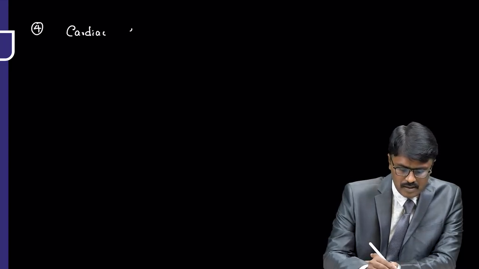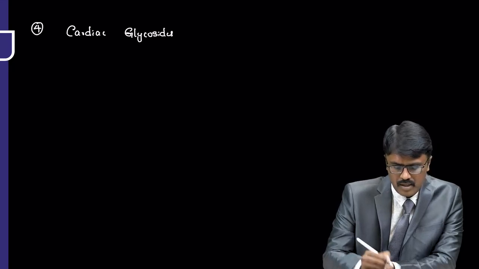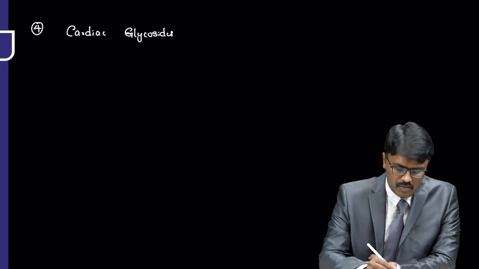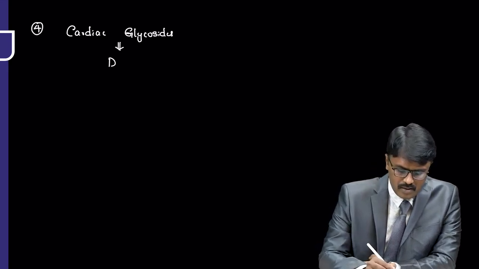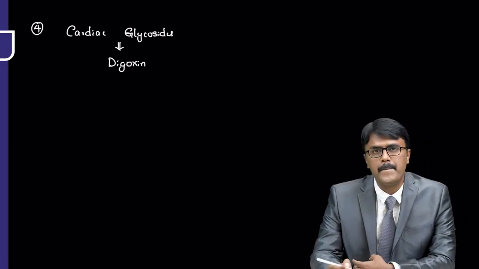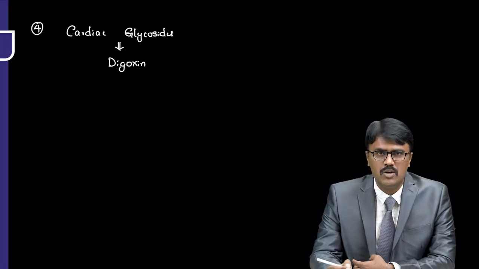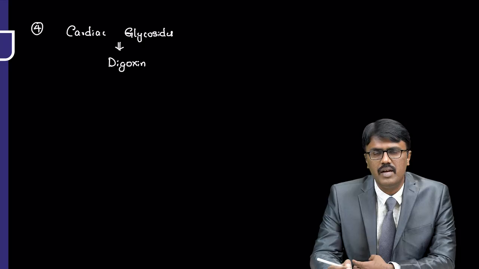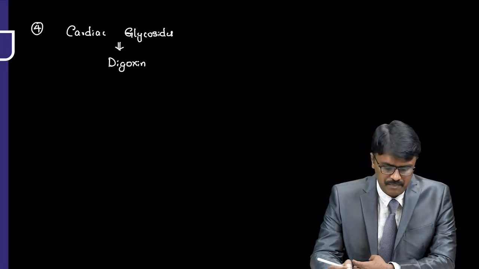Let us move on to the next category of drug. Number 4, they are called cardiac glycosides. In that we have only one drug that is used nowadays, that is called digoxin. Previously we had digitoxin, that is not used now. We have only one, that is digoxin.